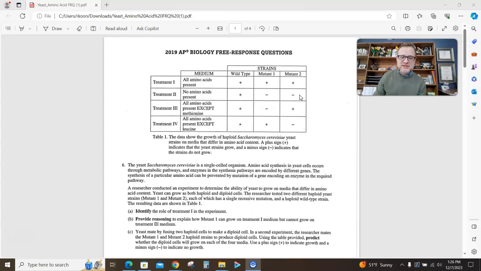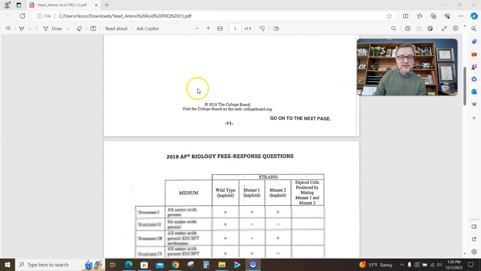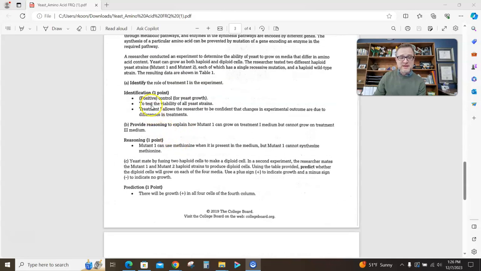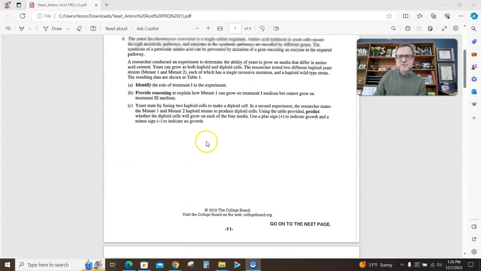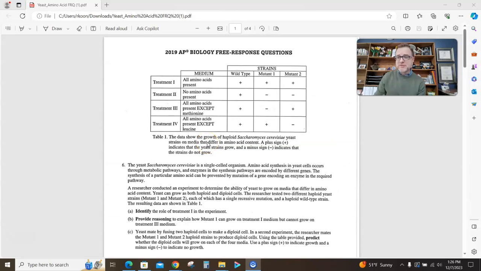Okay, this is a difficult question. So question A, identify the role of treatment 1. Treatment 1 is the control. All right, that's all you had to say. Looking at the rubric, if you simply said it's the control, then that's perfect. The deal with a positive control versus a negative control, a positive control is a treatment where you're making sure everything works. So my variable here is what amino acids do I have? Well, I gave the strains all of them to make sure that they grow. If I gave all of them and they didn't grow, something else is going on. So a positive control basically tests to make sure your setup is working. But if you just said control, that worked.